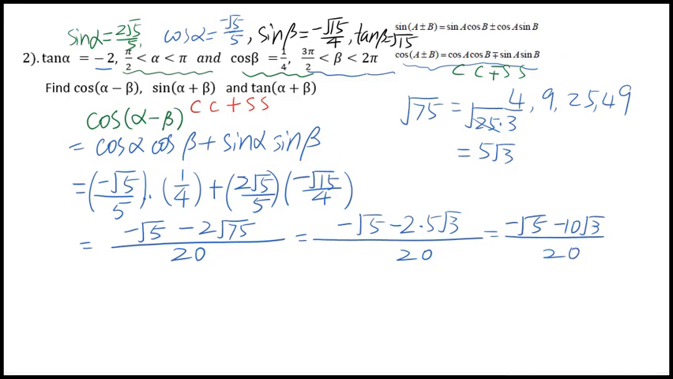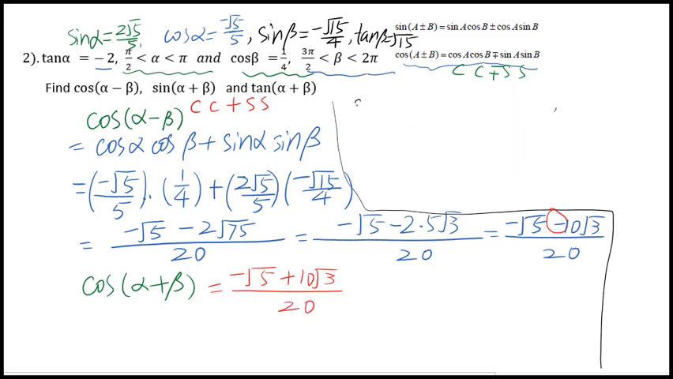You can figure out cosine alpha plus beta. You only need to change this sign. So you will get negative square root of 5 plus 10 square root of 3 over 20.